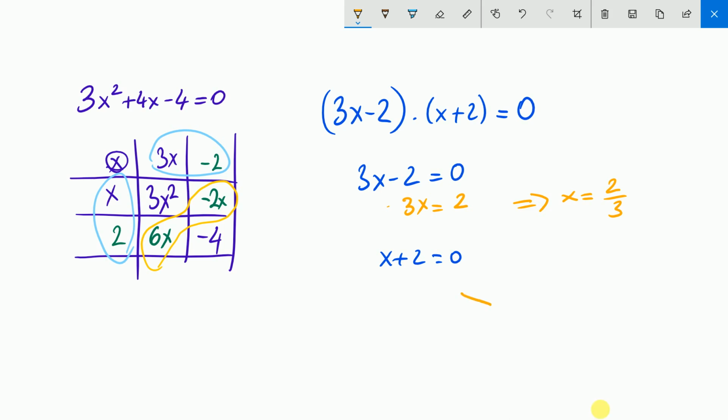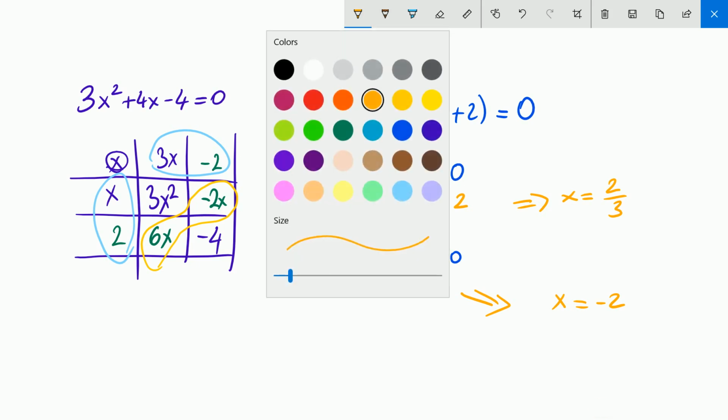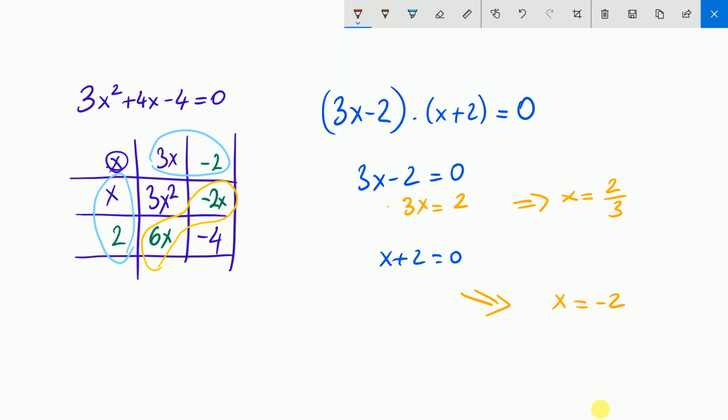Let's look at the second one. x + 2. So 2 goes to the other side as a negative number, so -2. x will stay on the left side. x equals -2. So we can say our solution is x could be -2 or 2 over 3.